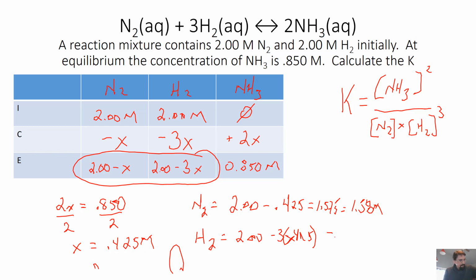And that is going to wind up being 0.725 molar. That means that when I come back up here, I can plug in NH3. NH3 is 0.850 molar. My N2 is 1.58.